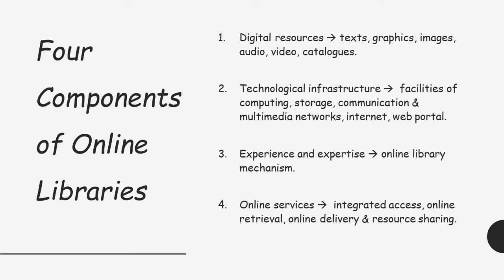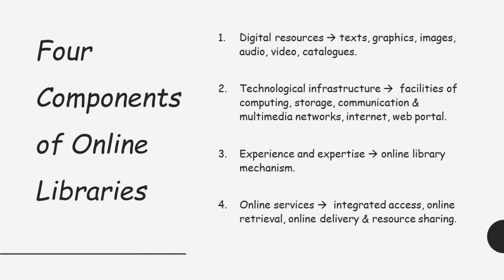Now, every online library essentially requires four components. The first one is a collection of digital resources, and these resources vary from text, graphics, images, audio, video, catalogs, etc. The second requirement is a solid technological infrastructure. This infrastructure should have facilities of computing, storage, communication, and multimedia networks, including internet, web portal, etc.